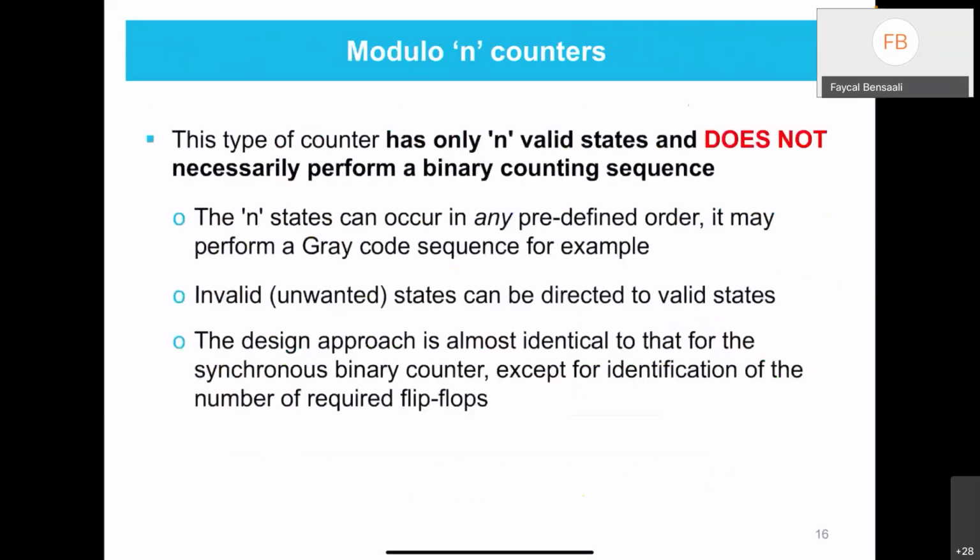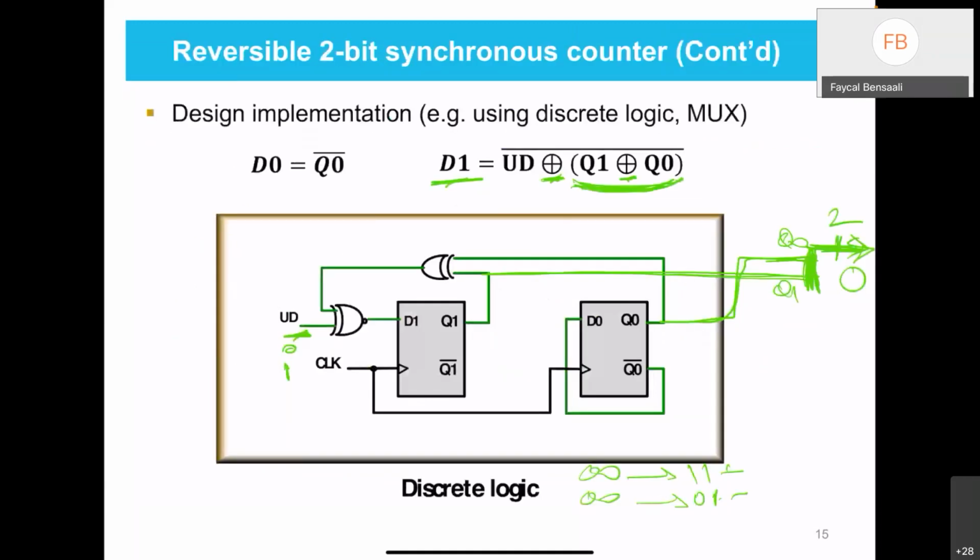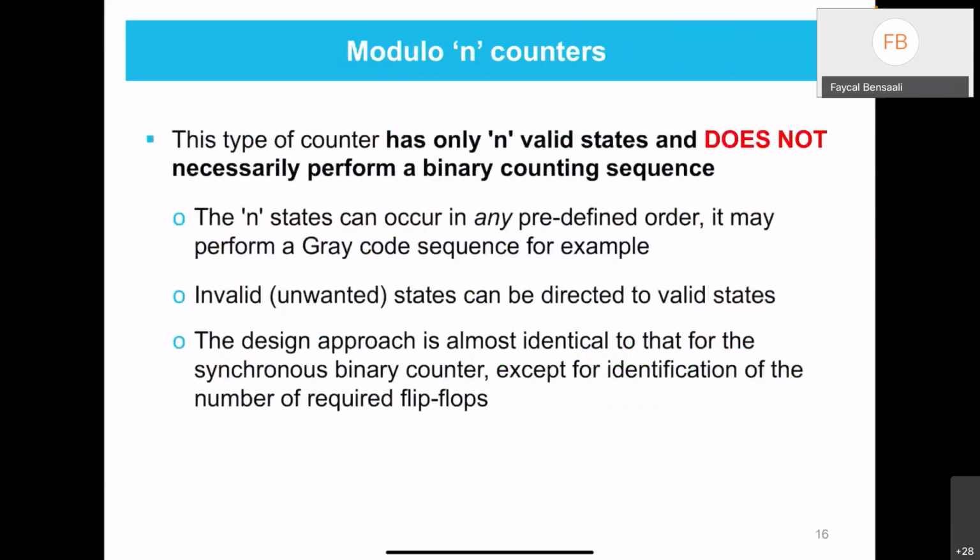Good. Now I'm going to move to modulo counters. And what I put in bold here is the difference between a modulo counter and the normal counter. So a modulo n counter has only n valid states and doesn't necessarily perform a binary counting sequence.